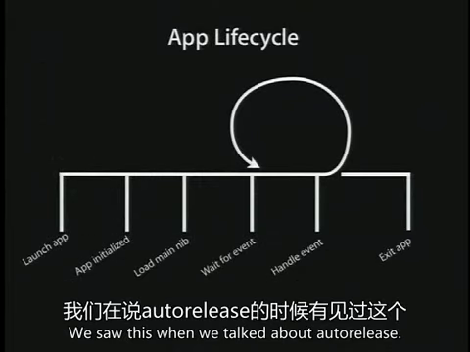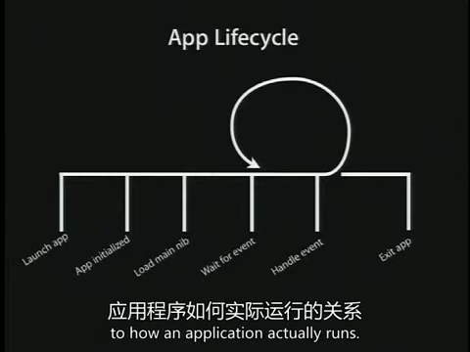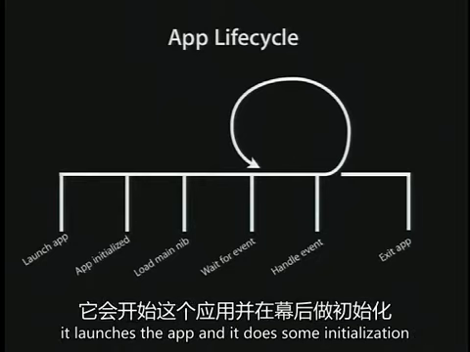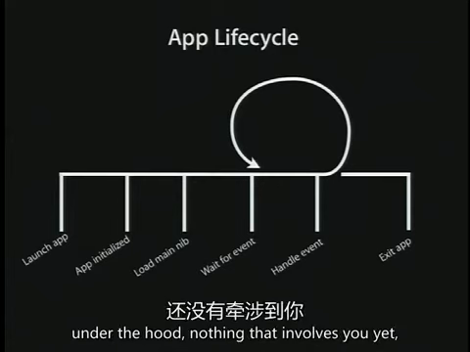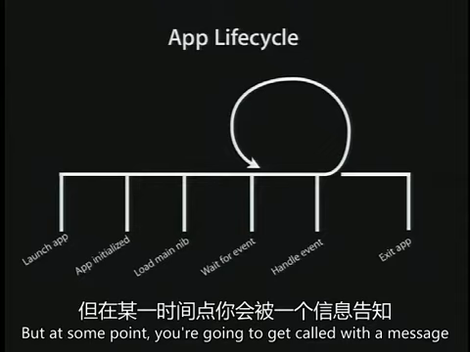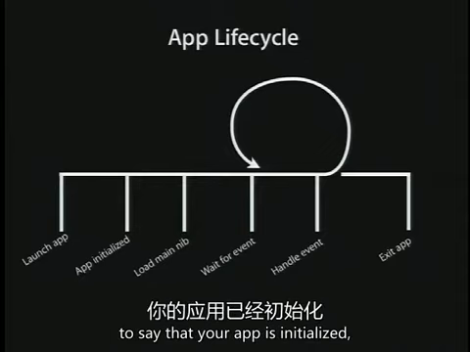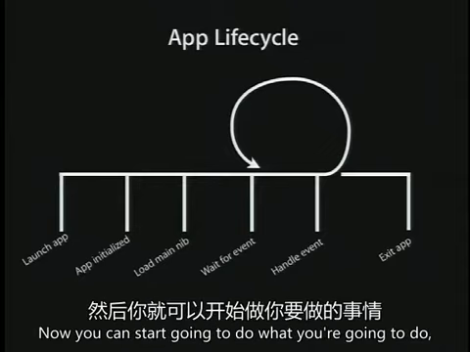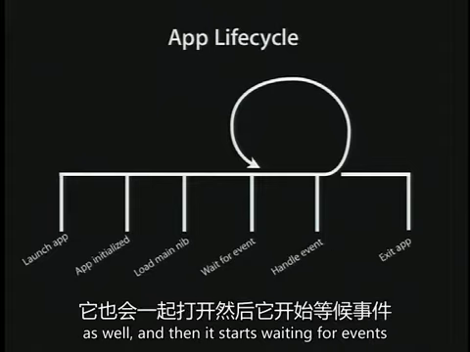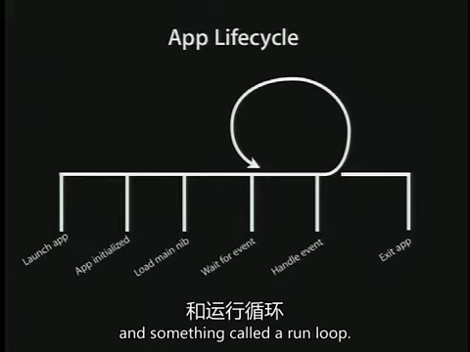We saw this when we talked about autorelease, but I want to bring this up with respect to how an application actually runs. When somebody presses your app's icon on the home screen, it launches the app. It does some initialization under the hood, nothing that involves you yet. But at some point, you're going to get called with a message to say that your app is initialized. Now you can start to do what you're going to do. It will load your main nib for you. So if your main nib includes a window, it'll push that up as well. And then it starts waiting for events in something called a run loop.